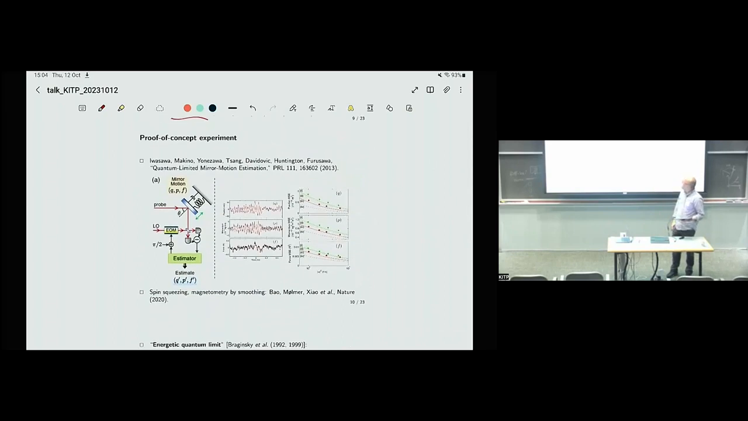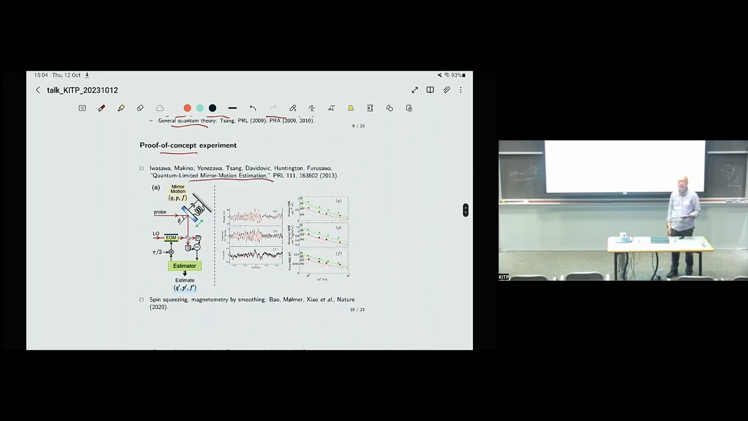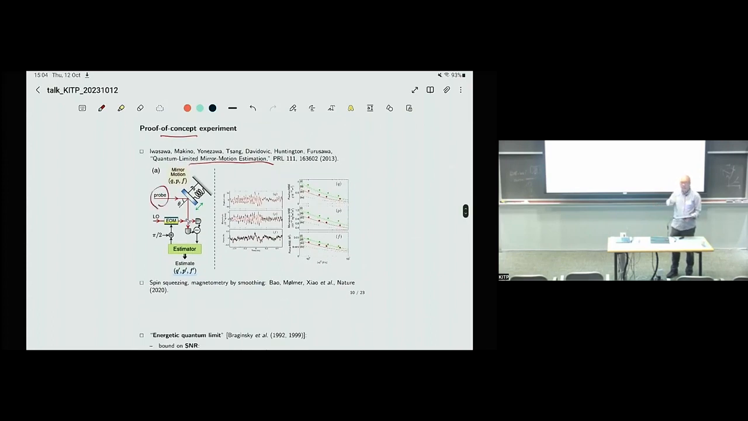We managed to convince Elanor Huntington's group and Akira Furusawa's group to do a proof of concept experiment to demonstrate the basic ideas. It's nowhere close to LIGO. I mean, if LIGO people want to do this, they could, but they have better things to do. So it's just demonstrating estimation close to the quantum Cramér-Rao bound. They have an optical probe, a continuous optical beam, reflected by some classical mirror, so we don't need to worry about measurement back action and all that. It's just a classical mirror. Measure the light using homodyne measurement.